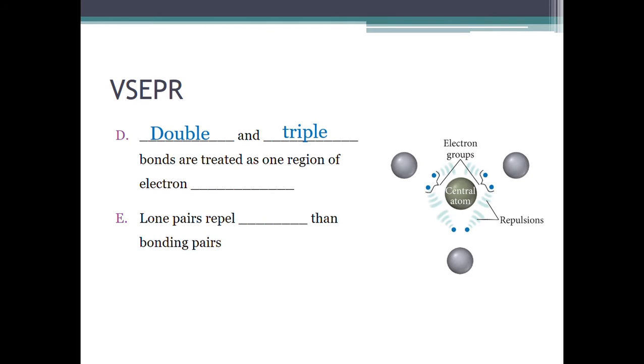When we're looking at this, we're going to treat double and triple bonds exactly the same as we treat single bonds. We're going to treat them as one region of electron density, same as our single bonds. We are not going to treat lone pairs the same. Lone pairs repel more than bonding pairs. We'll talk about what that means in just a little bit. Just keep it in your brain. Lone pairs repel more than bonding pairs, but all bonds we treat exactly the same.